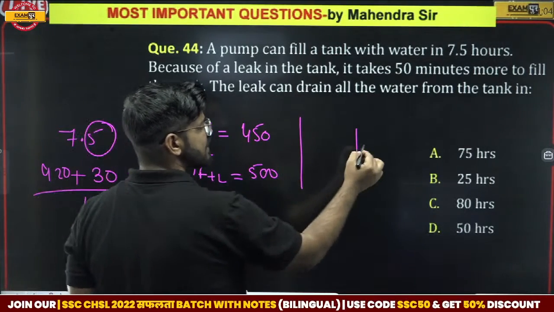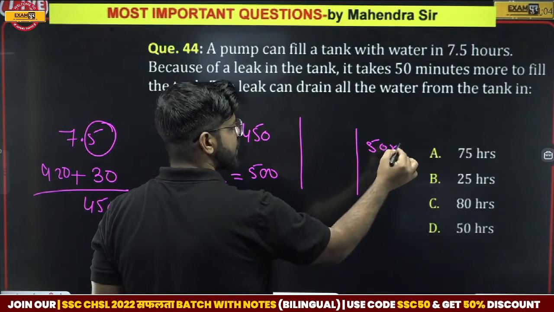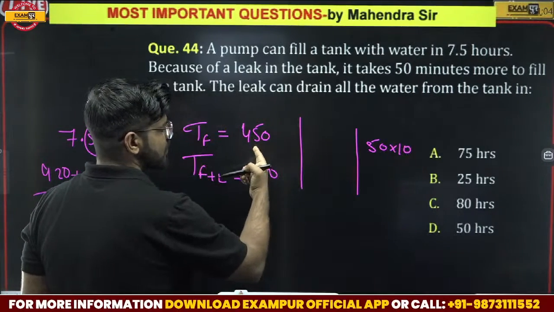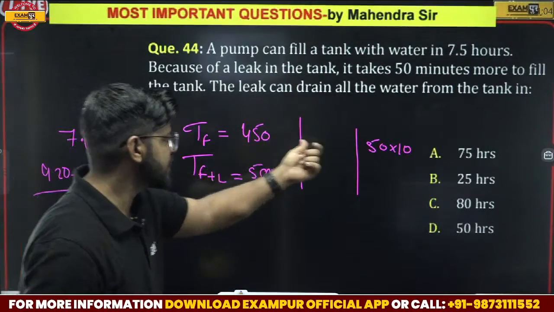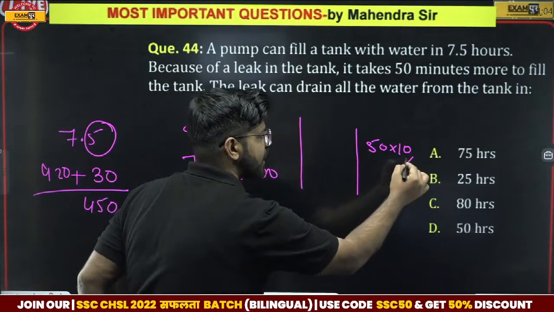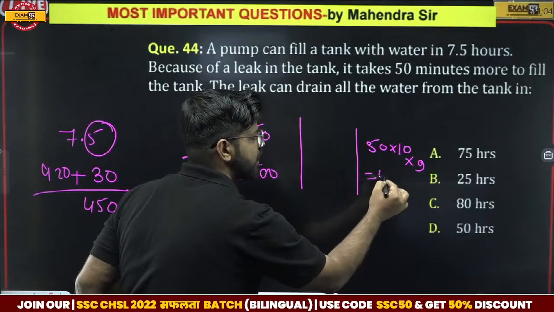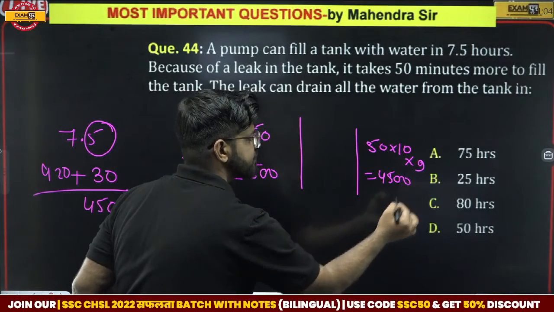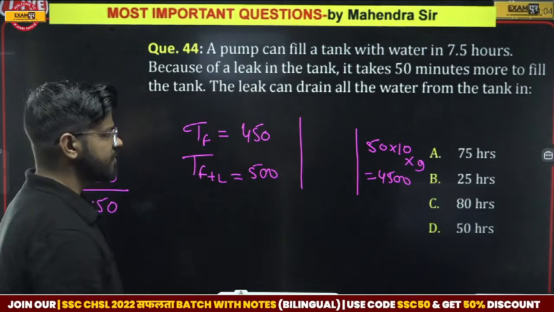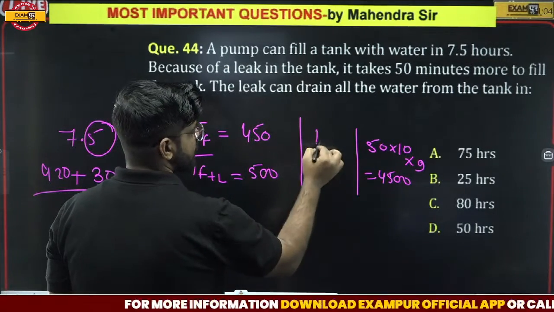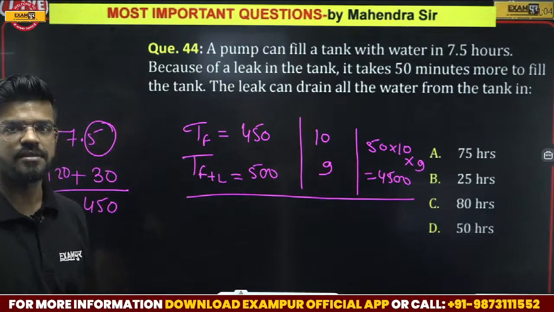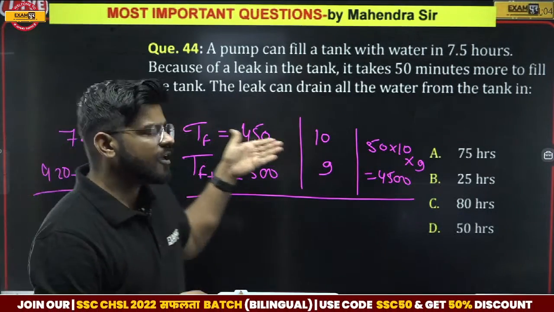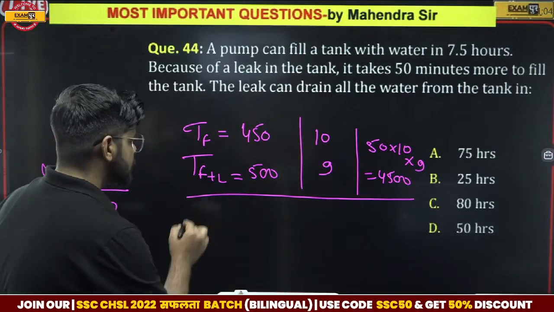Now you can solve easily. This is nothing but 50 into 10, and this is nothing but 9 into 45 into 10. 45 has 5 already here, I just required 9. So my answer will be 4500. So 4500 will be got 10 times and 9 times. This is nothing but my efficiency. Okay, this is the combined.